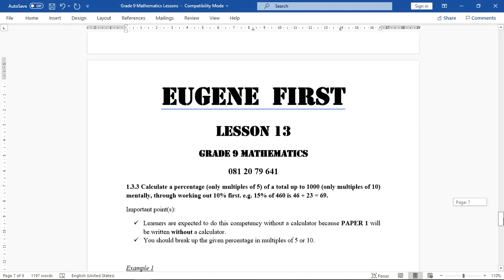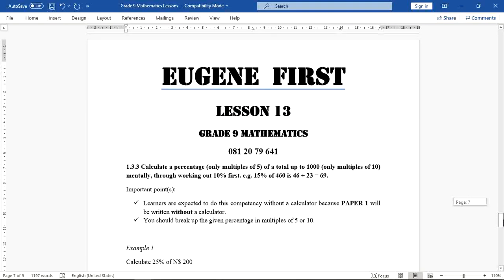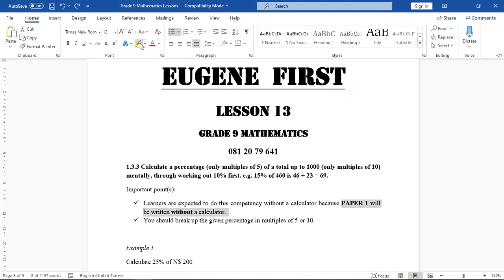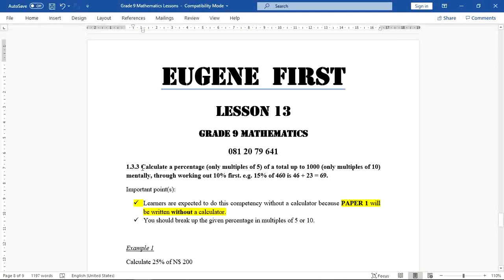Now today I'm going to present to you something that is very, very important because it shows up in paper 1, and in paper 1 you are not going to be allowed to use a calculator. So you are going to calculate a percentage without using a calculator. The question will show up in paper 1 and you'll be expected to work it out without a calculator.